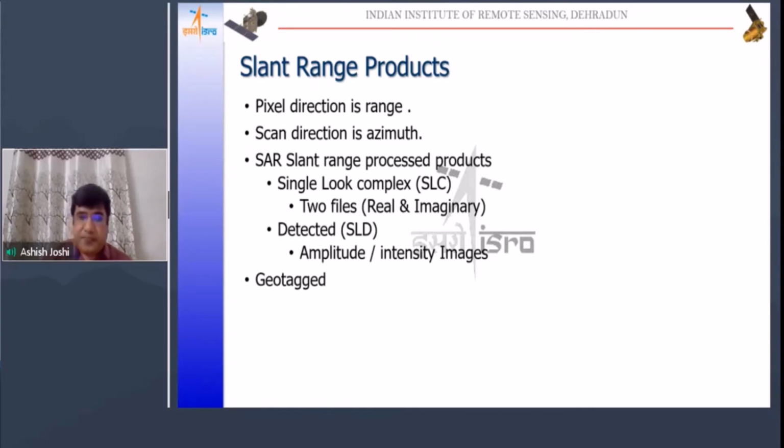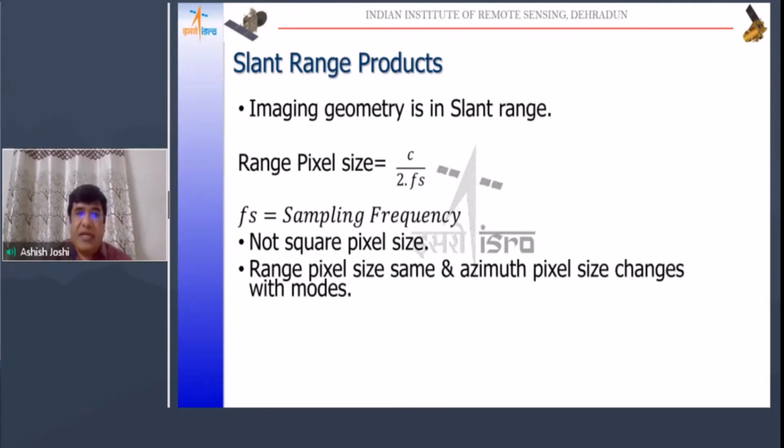Okay, so what is the range pixel size? It is given by C by 2fs, where fs is the sampling frequency. That is not a square pixel size, so we have a different range pixel size and a different azimuth pixel size. The azimuth pixel size is given by Vg into PRI. Vg is the ground velocity of the sensor and PRI is the pulse repetition interval.